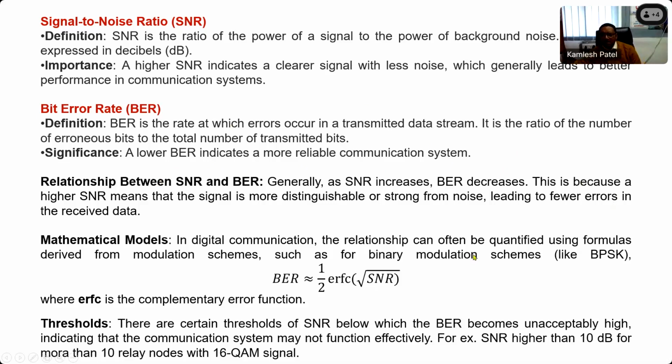For example, for BPSK, binary phase shift keying, the BER is given by half of erfc of the square root of SNR, where erfc is the complementary error function. There are certain values of the SNR for which we cannot transfer any communication or signal, and that is defined by the threshold of the SNR. For example, an SNR higher than 10 dB for more than 10 relay nodes with a 16 QAM signal is sufficient. If the SNR is less than 10 dB, the bit error rate will be significantly high.